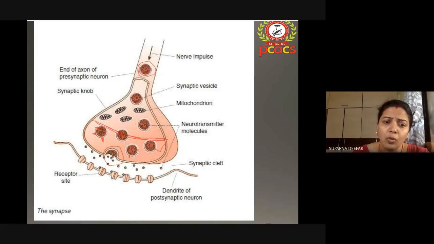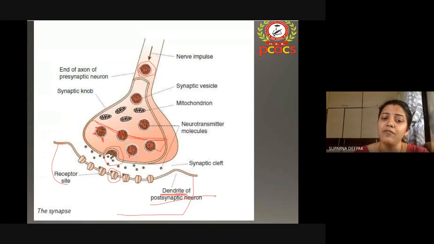Okay, so once these neurotransmitters have been released, what happens? The region we are talking about here is your postsynaptic neuron. Postsynaptic neuron means it is the other neuron, the receiver part. It is your dendrite. Dendrite is the one which is going to receive the signals, right? On the surface of the dendrite, on the membrane of your dendrons, you will have these receptors, okay?